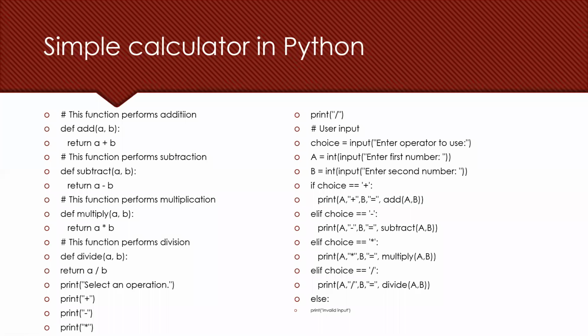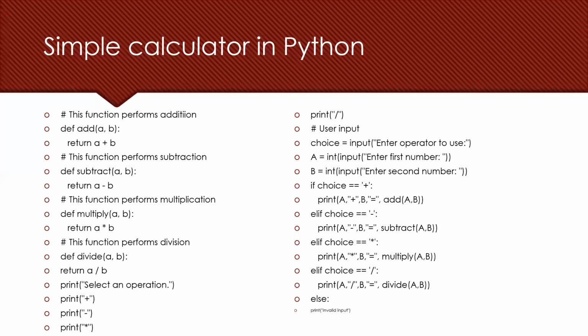Once you select, then it will ask you to give the input. Simple thing. That is the choice input: enter operator to use. Operator means plus, minus, multiplication and division, any one. Then A is equal to input, enter the first number. You have to enter the first number. Then B variable, input, enter the second number.